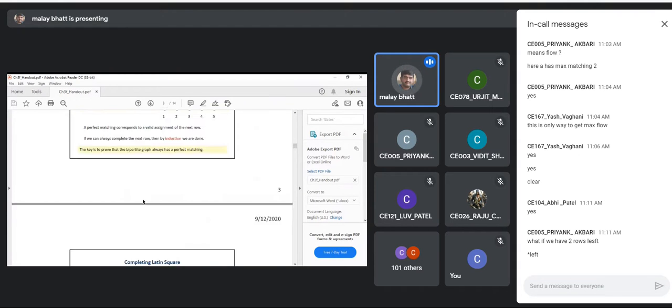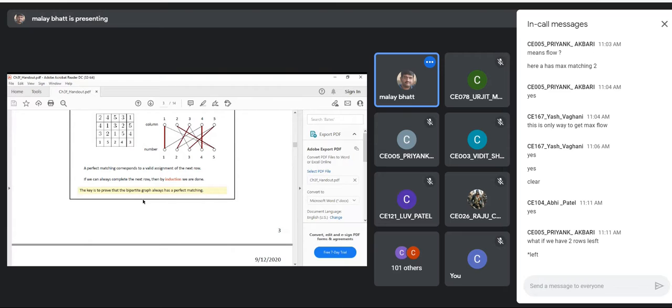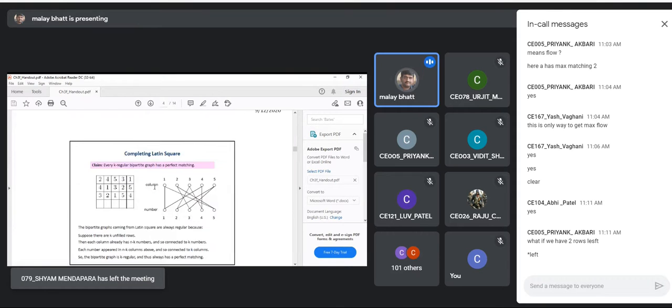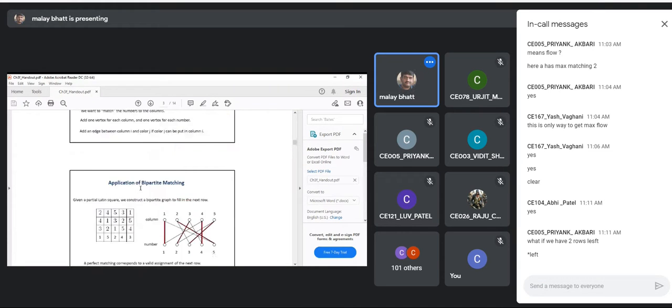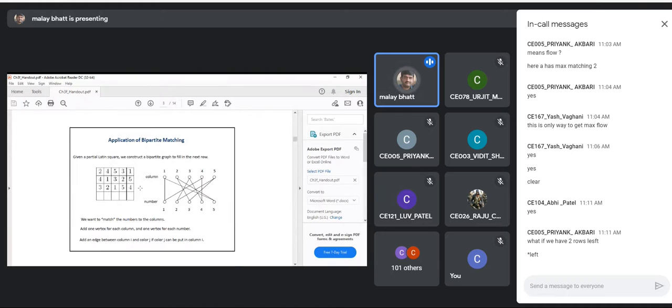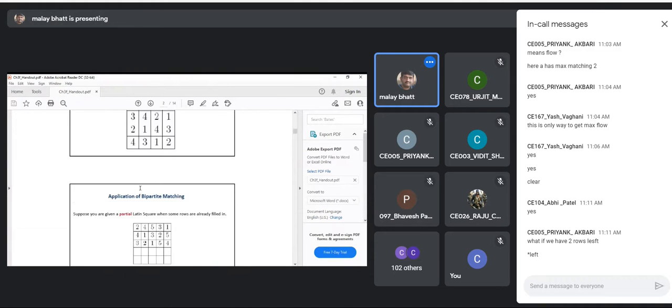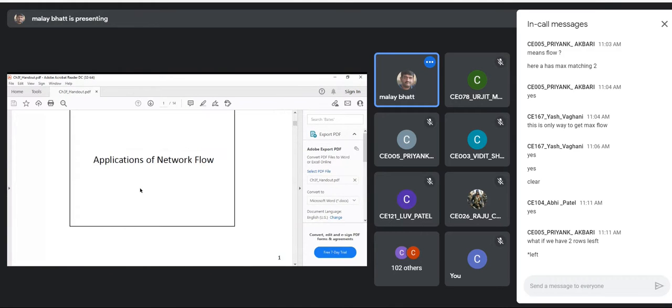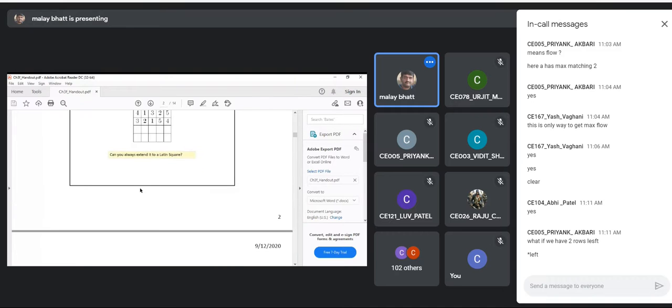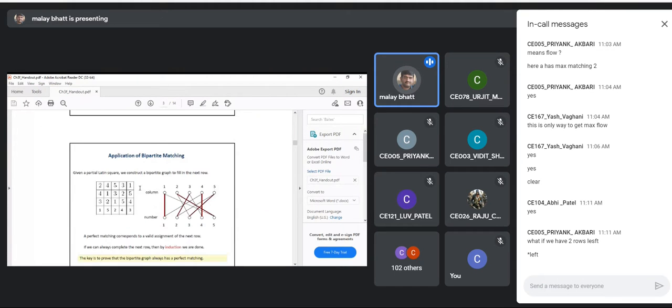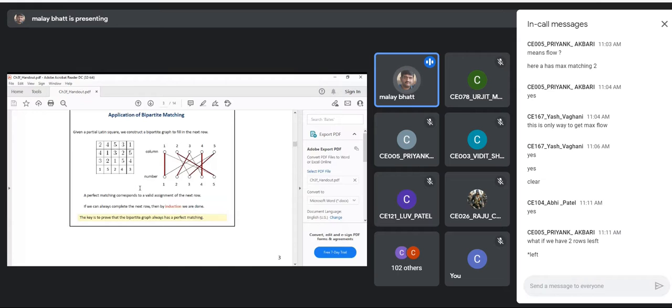Perfect matching means what? None of the nodes will be left in the Latin square. So it is known as a perfect matching, right? And why is it k-regular? Because you can see that each node is connected with k numbers. So it is a k-regular bipartite graph.